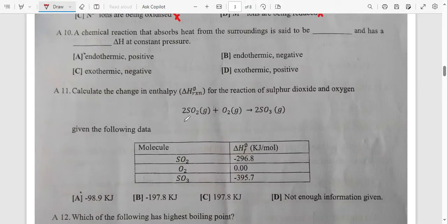A chemical reaction that absorbs heat from the surrounding is said to be dash and has a dash delta H at constant pressure. A chemical reaction that absorbs heat from the environment is endothermic. So the possible answers are this one and this one. So these two can't be. And as for dash delta H at constant pressure, delta H is going to be positive when a reaction is endothermic. Because if it is negative, it means that the reaction is exothermic. So the answer is going to be A.